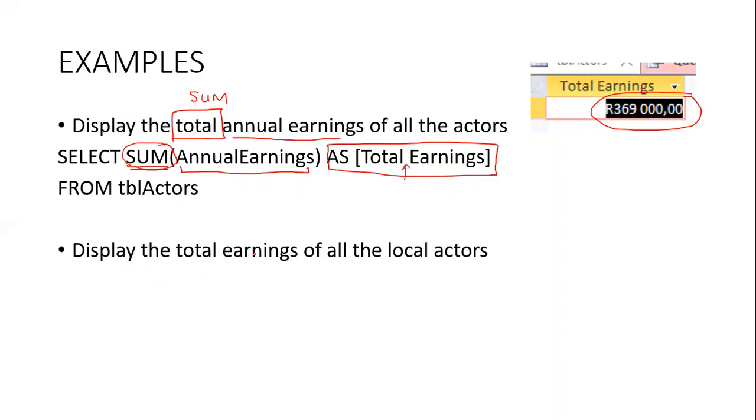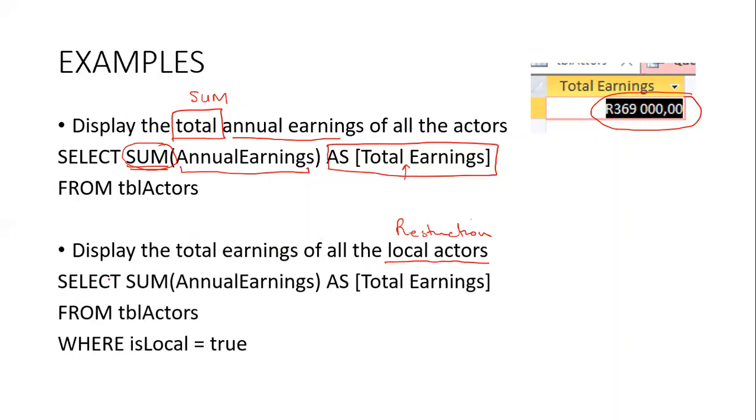We could then say display the total earnings of all the local actors. Again, we have a restriction. So the restriction is we only want the total earnings for the local actors. So it's similar to what we had in the previous example with a restriction. Select aggregate function, sum, annual earnings from TBL actors, where is local equals true. And is local equals true will refer to the local actors in our table.